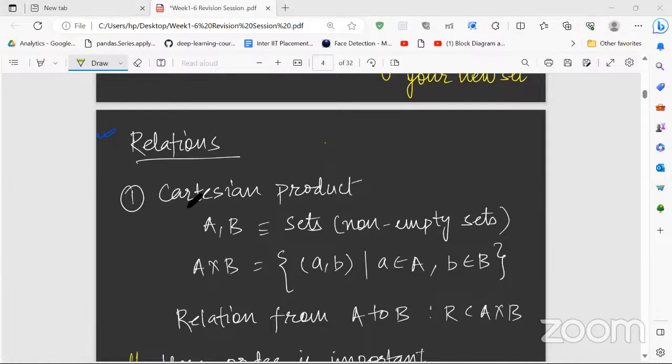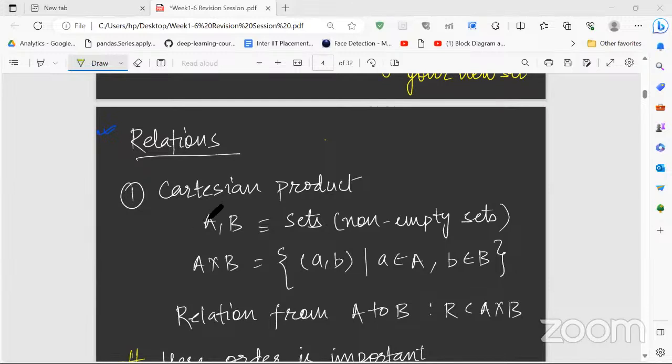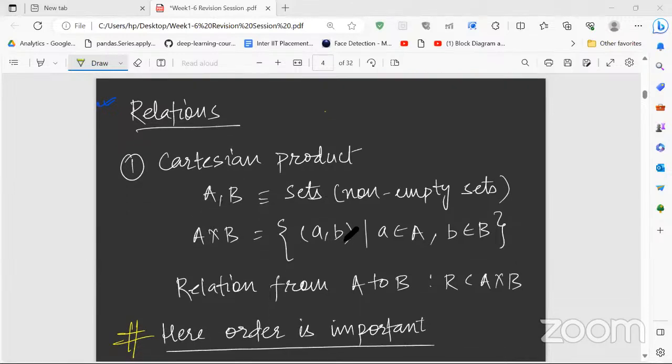So Cartesian product, you are already aware of that. If you have 2 sets A and B, and both are non-empty sets, the Cartesian product will have pairs, one element from A and one from B. And a relation from A to B will be a subset of the Cartesian product of A and B. Here, one important thing is that in a relation the order is important.